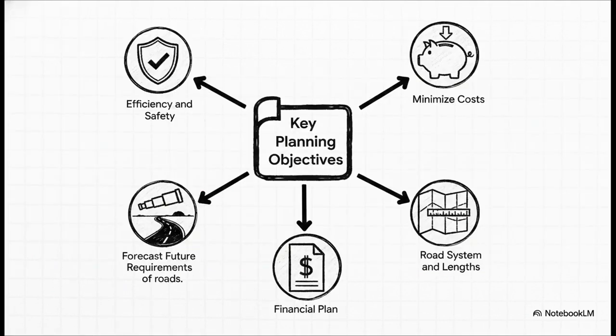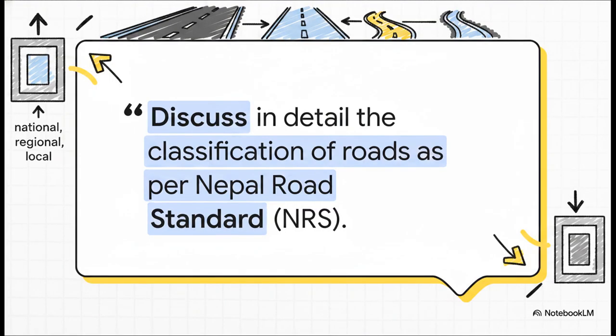And remember, planning isn't just about drawing lines on a map. It's about hitting very specific targets. Planners are always in a balancing act, trying to make traffic safe and efficient while keeping costs as low as possible. They have to be part fortune teller, predicting future traffic needs, and part accountant, figuring out who's going to pay for it all. And that brings us to another question you might see on an exam.